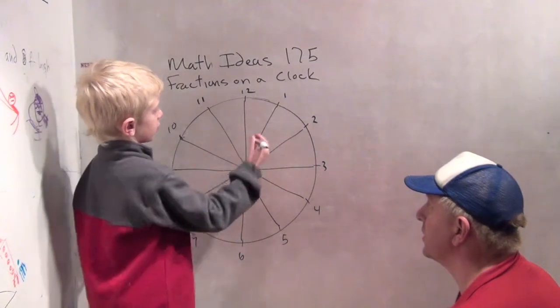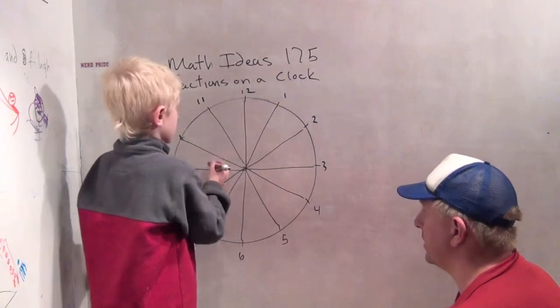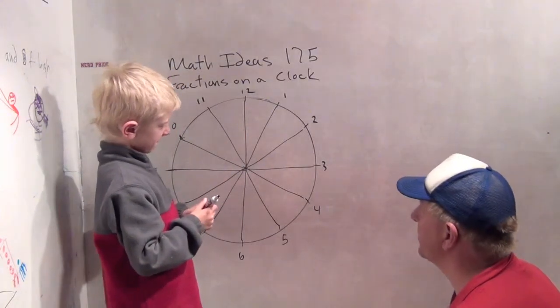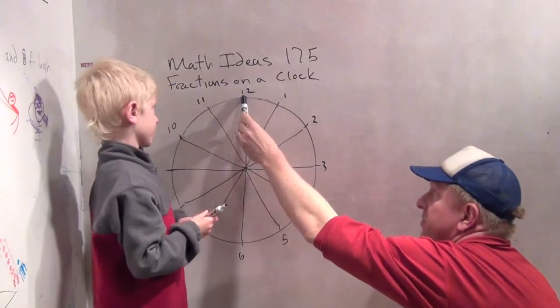There are 2, 3, 4, 5, 9, 10, 11, 12. 12 regions. There are 12 numbers in 12 regions. Each one of these moves when the minute hand goes from 12 to 1.